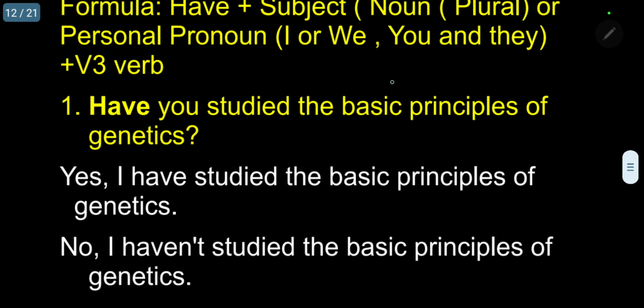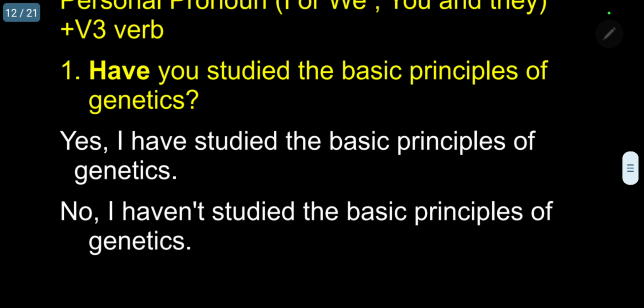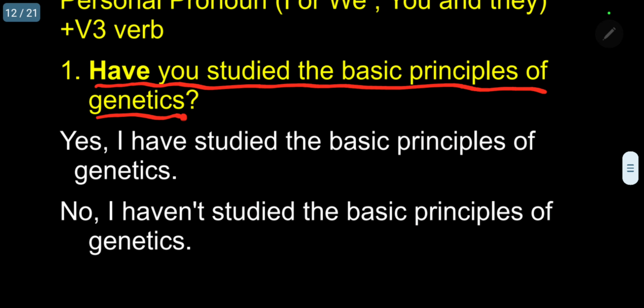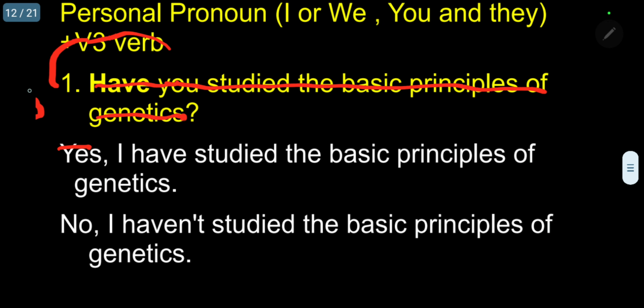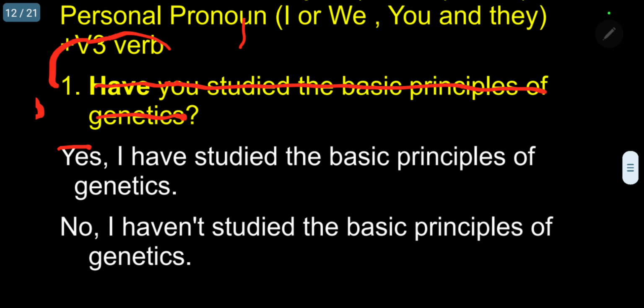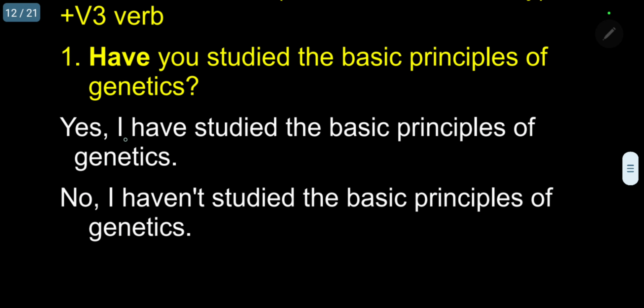Okay. Now, the first sentence I want to give: Have you studied the basic principles of genetics? There are two replies, one is yes, the other is no. If it is yes, kindly follow: when it is "you" here, it automatically becomes "I". This is the only important thing you must follow. So, yes, I have studied the basic principles of genetics.